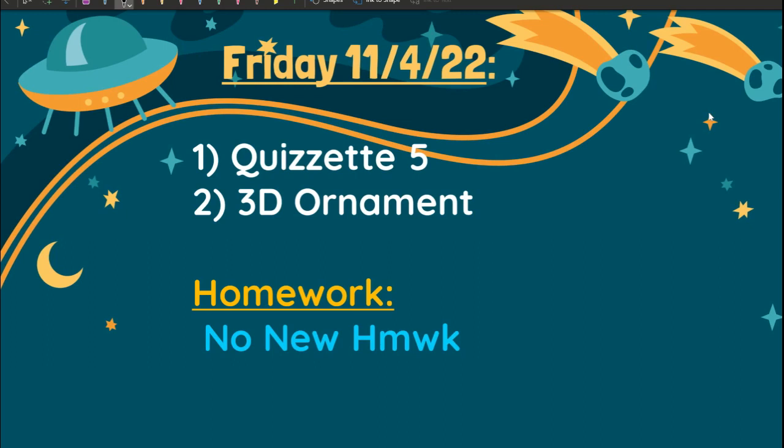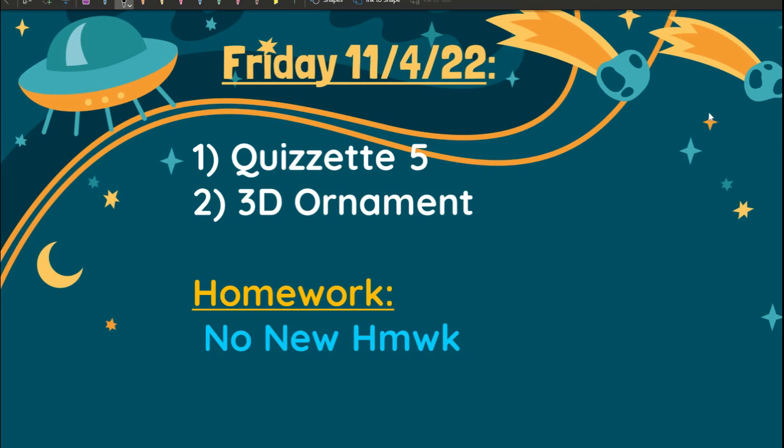Today we're going to go over Quizette 5 and we're going to do the 3D ornament. You're going to do the decoration for your ornament. This activity will help you build the sense of geometry. How a three-dimensional object can be cut down to put on a flat surface in two-dimensional space. How does it look?